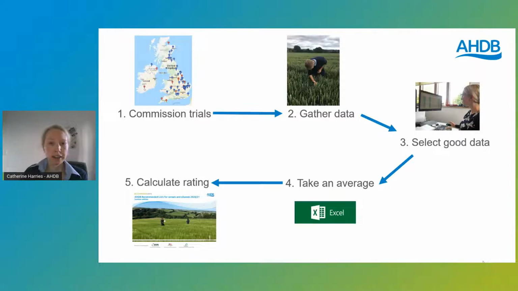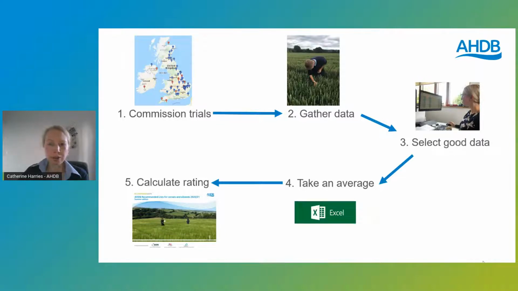So we gather all the data together, and scrutinise each assessment, deciding which assessments to use, which not to, and our consultant pathologists at NIAB help us with selecting the data. We try to only use what we call good assessments, and by this we mean that disease levels are high enough to give good discrimination between varieties.